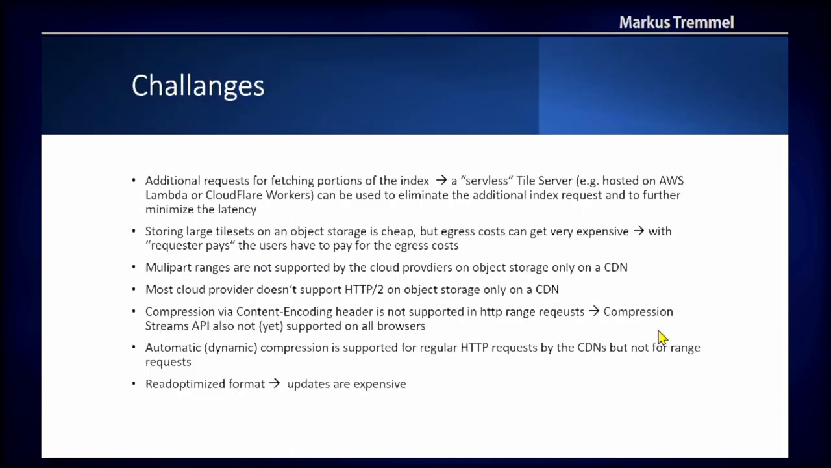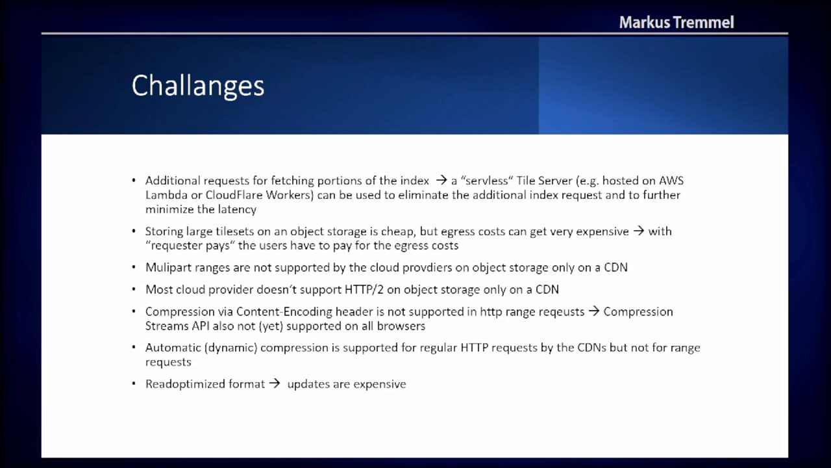When I started the project, like I said at the beginning, I had some concerns that it would be too much latency for that prefetch request, but it turned out it works really nice, and like I said, we have a lot of projects which are fine with that. But you have that additional fetch for portions of the index, so this may be 20 milliseconds or something if you are deploying on a CDN. So one option is to use a serverless tile server, for example, hosted on an AWS Lambda or on Cloudflare Workers, to eliminate that additional index request.